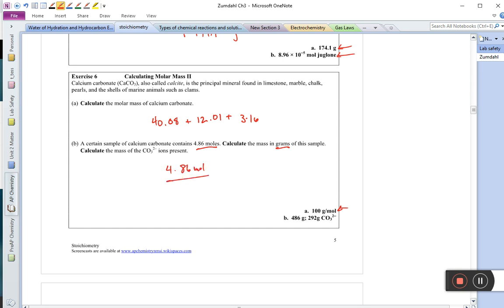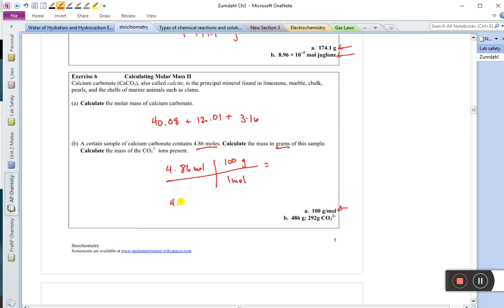4.86 moles. Here we have moles. We're trying to get to grams. So 4.86 times 100 you should be able to do. That's your 486. But then it also wants the mass of the carbonate ions present in the sample.